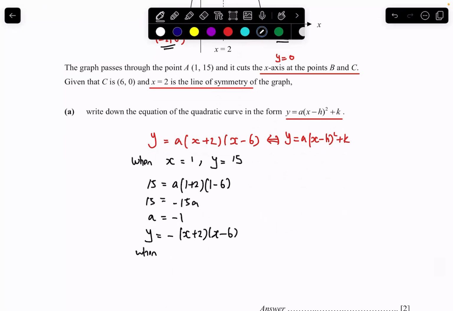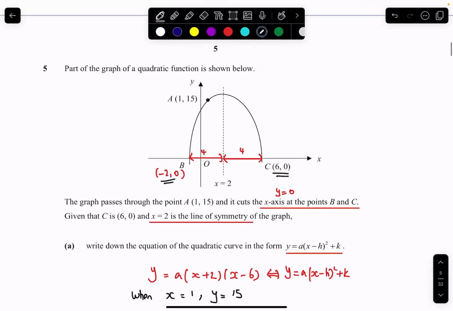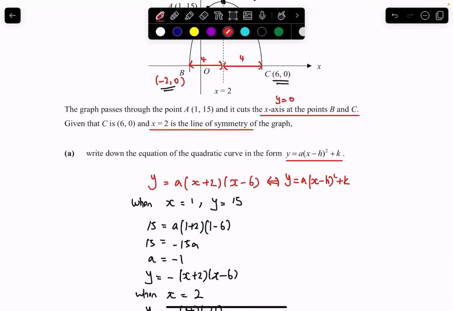Now, when x equals 2, same thing, we sub it in, we get y equals negative (2 plus 2)(2 minus 6). 2 plus 2 is 4, 2 minus 6 is negative 4. So the result will be 16, which means that when x equals 2, this point is (2, 16). Having the turning point, that means that in my vertex form, it is going to be y equals negative (x minus 2) squared plus 16. This is the answer.